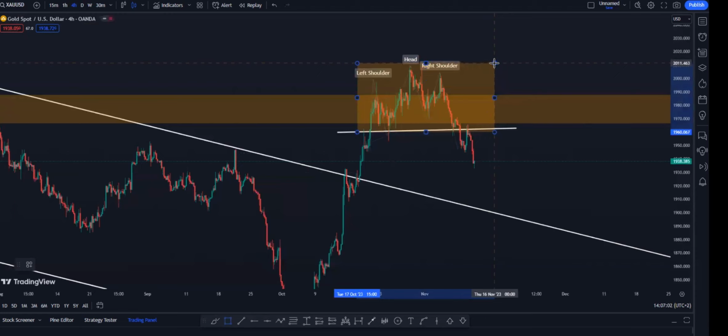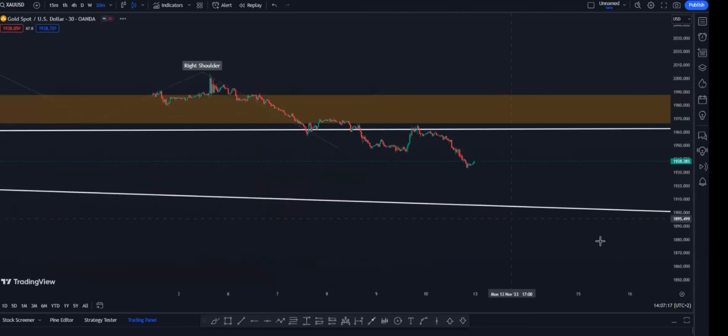Okay, so my plan here was to wait for a consolidation to be broken. Okay, then I could have traded after that. So now I'm going to move to the 15-minute time frame.